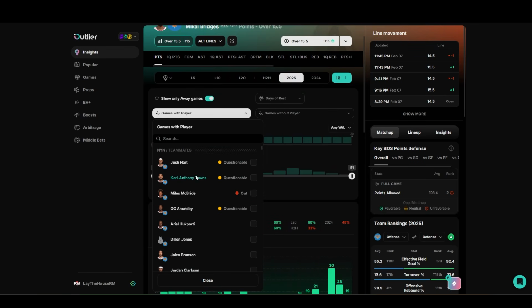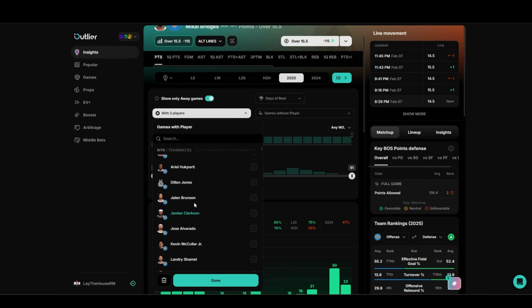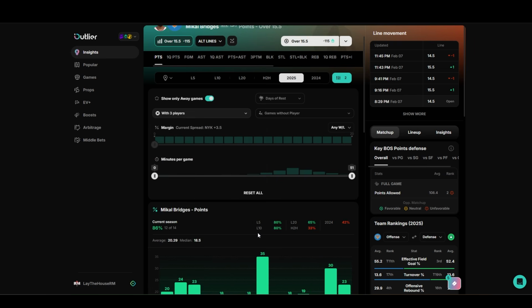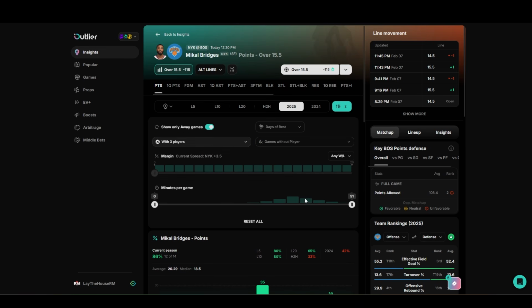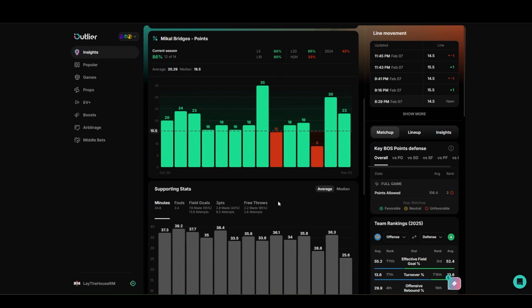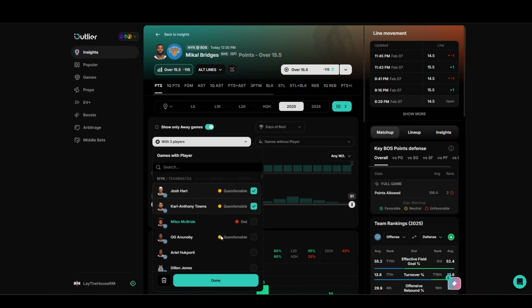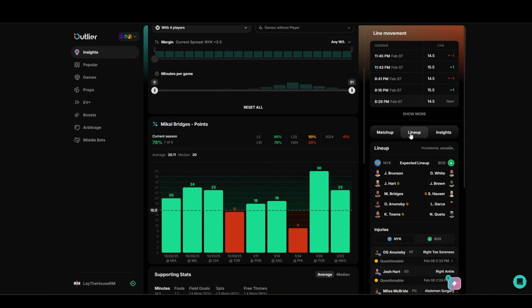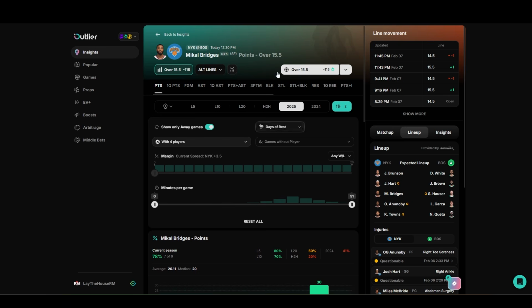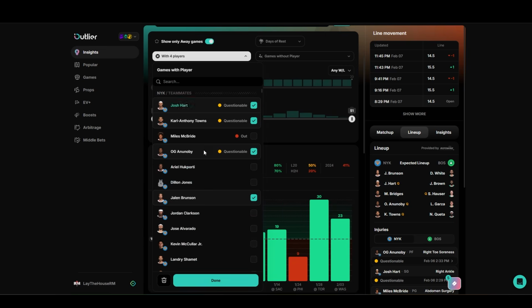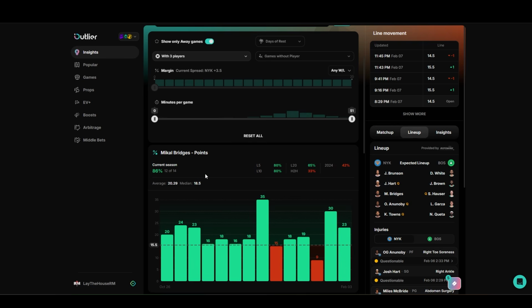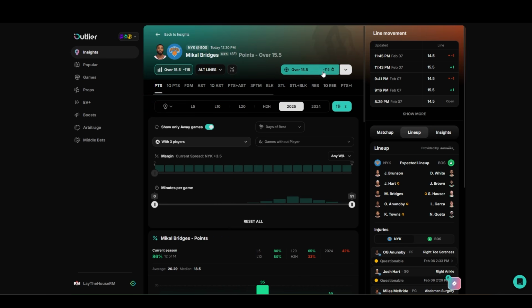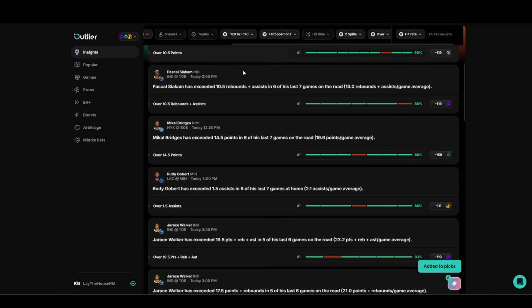But we can go with games with Hart, Towns, and Brunson to see what they look like when they're fully healthy. 12 out of 14 games on the road of Mikal Bridges going over this points number. Maybe I could include OG Anunoby because he is a guy in a similar role and he is a starter. Okay, 7 out of 9. Averaging 20.1 points per game. The points line here is 15.5, a solid difference. And if I even take out OG, it's still 20.3 points per game. So solid number for Bridges here.